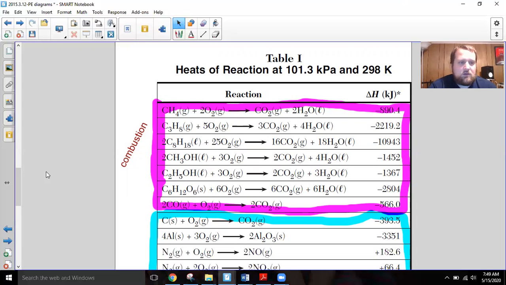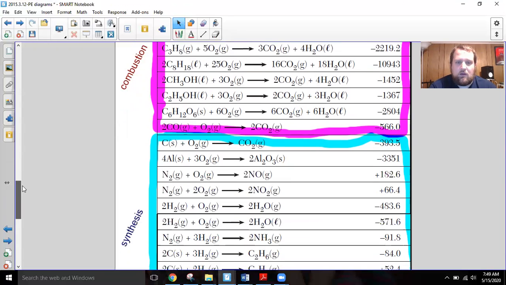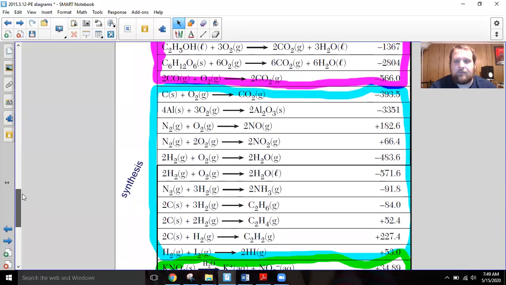The next section is a bunch of synthesis reactions. Remember, synthesis is combining elements together to make compounds. So you have a mix of exothermic and endothermic reactions, and whether they're endo or exothermic has to do with the energy of the bonds, which has to do with the electrons and a lot of stuff that we don't worry about in high school.